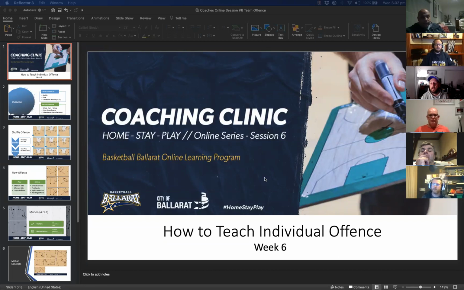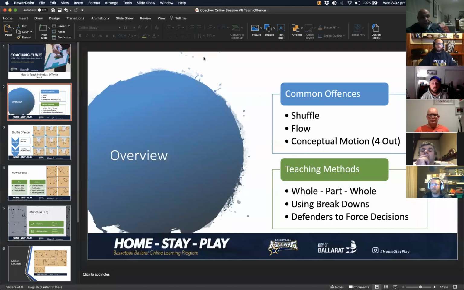So how tonight is going to work, I'm going to talk through a couple of basic offenses. This is less to teach you about these offenses and more to establish a bit of a baseline for how to talk about teaching methods for it, just so we've got an idea and I can use examples. I don't want to be throwing out examples of, say, the shuffle or flow or conceptual motion and have you guys sitting there trying to keep up with what I'm saying on that part. I want the focus of the teaching methods to be on the teaching methods themselves and not actually the offenses.